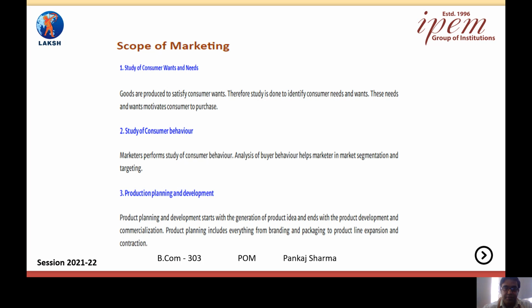Study of consumer behavior. Marketers perform a study of consumer behavior and analysis of buyer behavior, and it helps the marketer in market segmentation and targeting. Product planning and development start with the generation of product ideas and end with product communication. Product planning includes everything from branding and packaging to product line expansion and contraction.